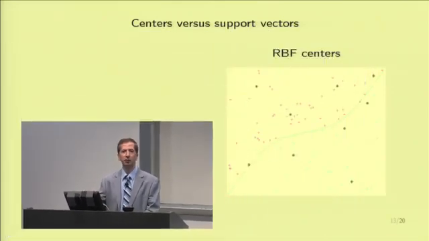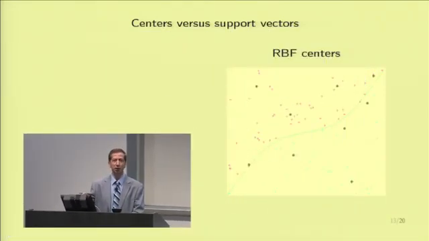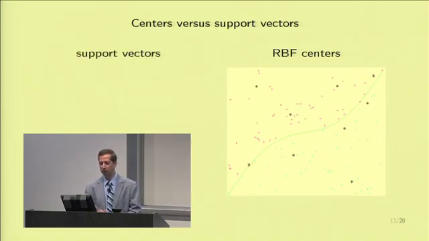So let's start with the RBF centers. Here they are, and I put them on the data that is labeled, not that I got them from the labeled data, but just to have the same picture right and left. So these are where the centers are. Everybody sees them clearly. Now let me remind you of what the support vectors from last time looked like. Here are the support vectors.